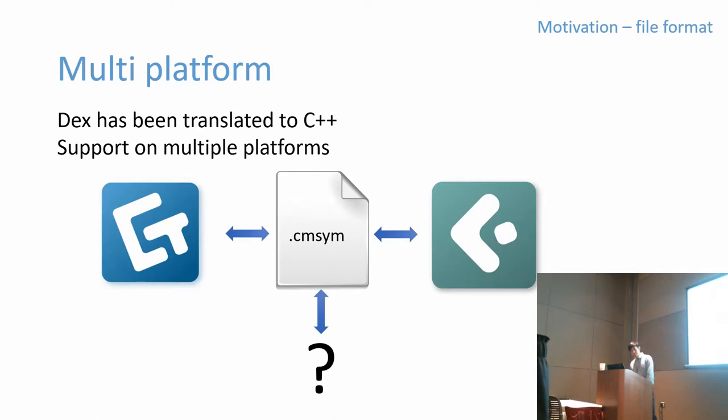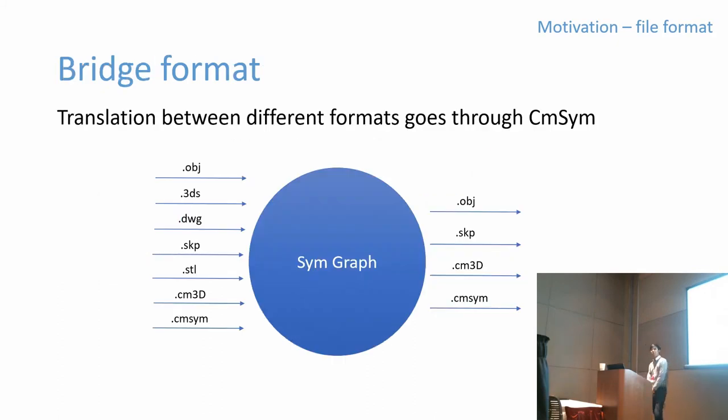Multi-platform. Yeah, so this is what I talked about earlier. So CmSym can work with CT, can work with Configure Classic, and who knows what it can work with in the future. It's just up to somebody to build an interpreter. So that's why we did it with the Z scripting language and all that. It's a very good rich format. Translation between different formats can go through the CmSym. So anything you want, just pop into Model App, save it as CmSym, and you can get it back out in SketchUp, CM3D, OBJ. These are all supported by Model App, which is nice.